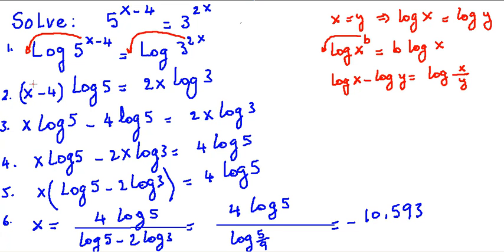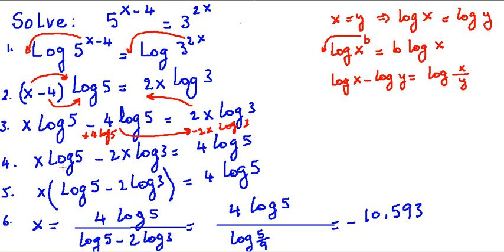Now, this time I'm going to distribute, so I'm going to multiply x times log 5 and negative 4 times log 5. So I get x log 5 minus 4 log 5. Here, I just keep it 2x log 3. Now, this is a linear equation. To solve a linear equation, you need to separate variables, put the x on one side, move the constant to the other side. So to move the 2x log 3 to the left, I must subtract 2x log 3 from both sides. And that's how I end up with x log 5 minus 2x log 3. Now, to move the minus 4 log 5 to the other side, I have to add 4 log 5 to both sides. And that's how I end up with x log 5 minus 2x log 3 equals 4 log 5.